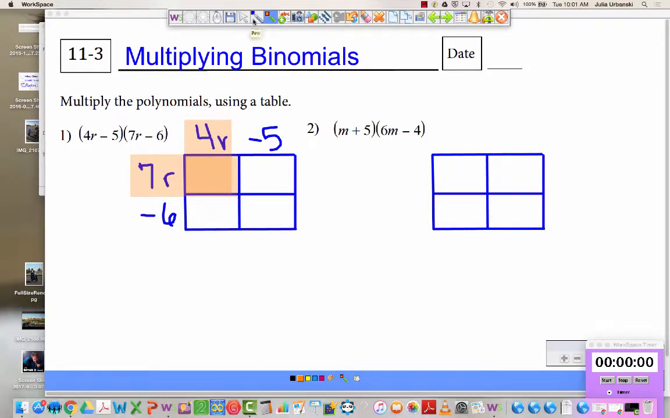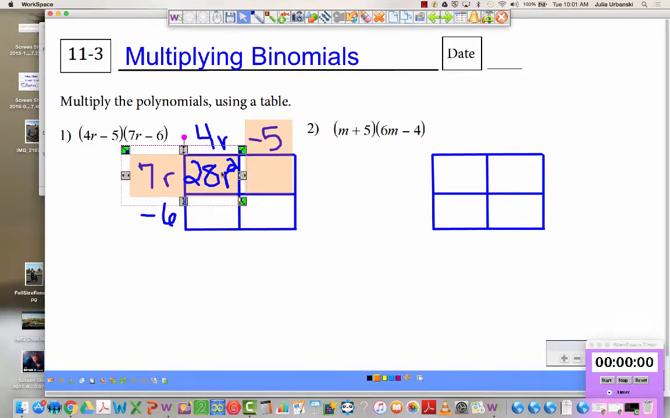Okay, 4R times 7R. What do we get? Good, 28R squared. R times R. Then you have to do this one. -5 times this one. And what do we get for that one? And then just an R. Good. -35 and then just an R. +7 times -5. Okay, if you just multiply each row by each column, you will have made sure that you didn't leave anything out. Some people, they multiply 3 things, but they forget about the 4th one. You want to make sure that you include them all.